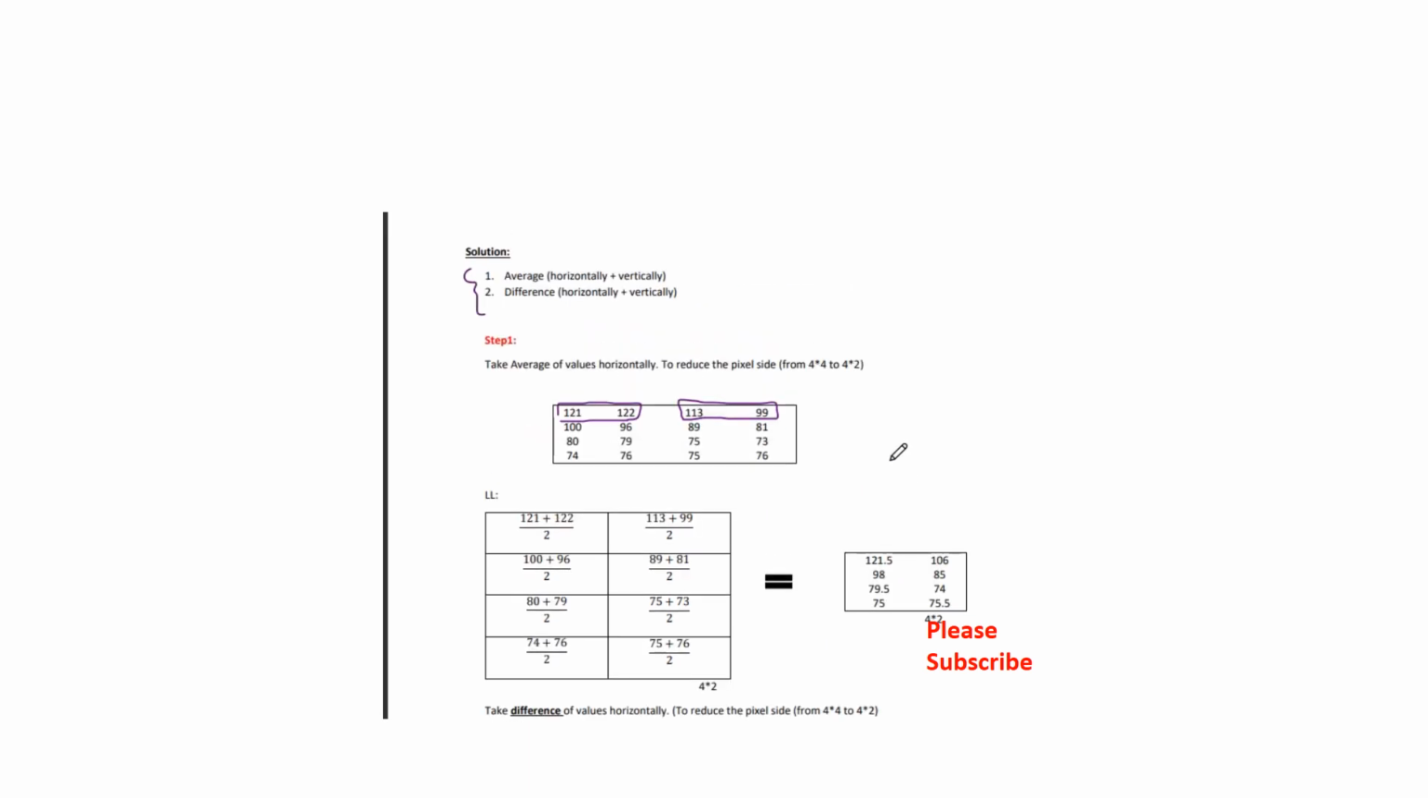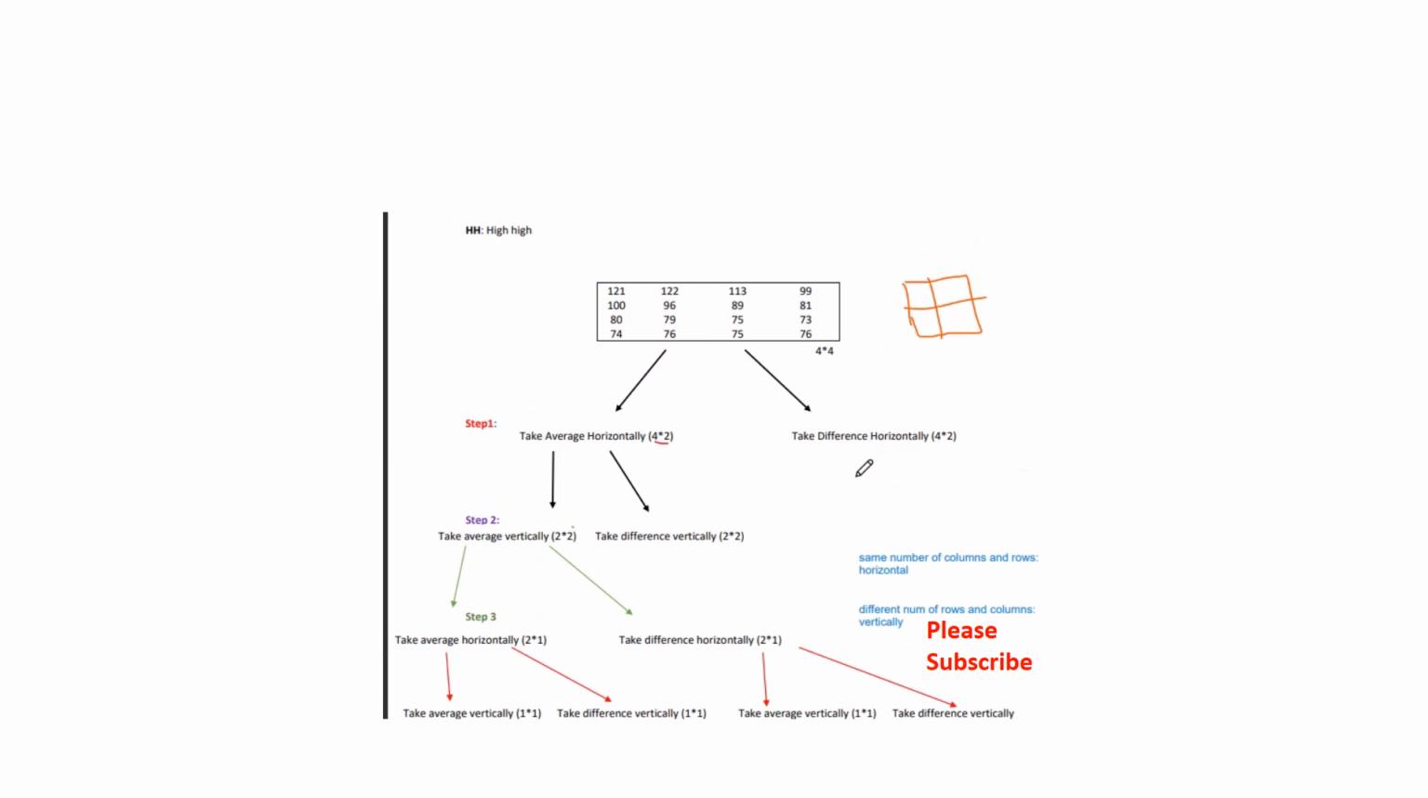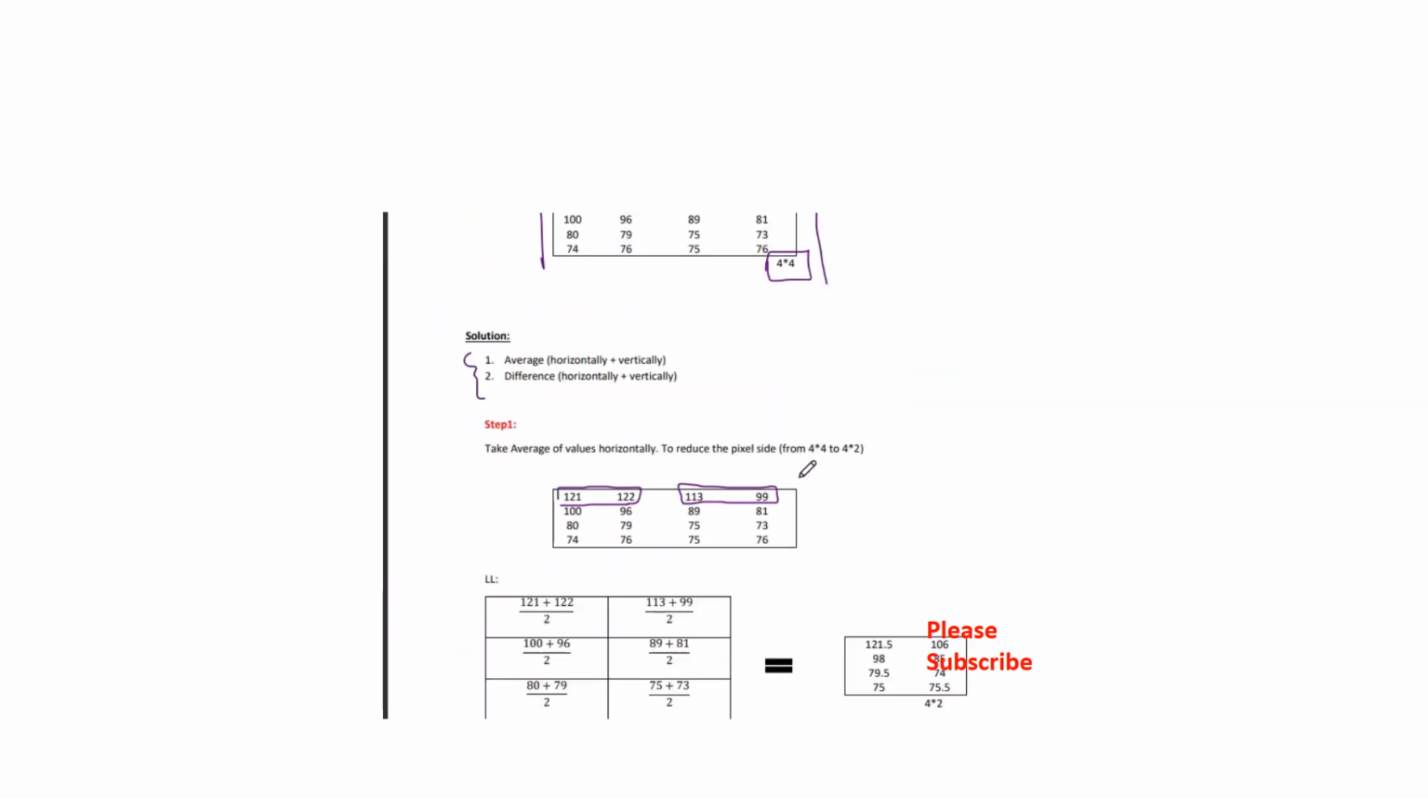Now what I said earlier in the previous video, if you remember, is that we need to take the average value horizontally and we need to take the difference horizontally, right? Whenever you perform any function either vertically or horizontally, you need to take the average of it and you need to take the difference of it. The difference we will neglect, and we will take the average values only to solve it further. So for step 1 we completed taking the average values horizontally.